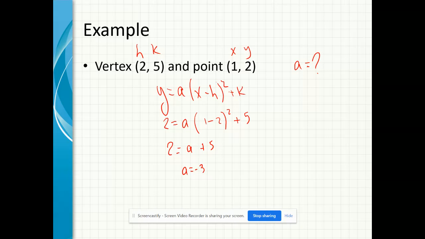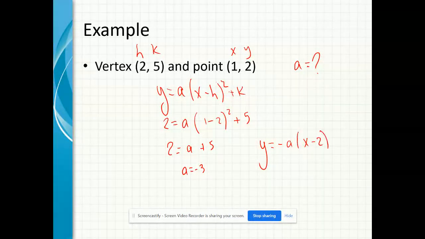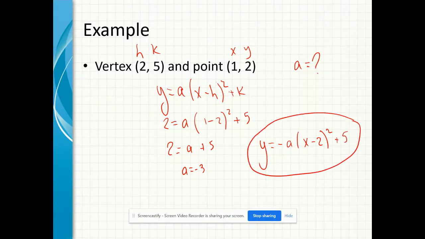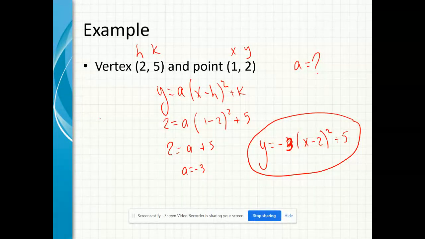All right, so once we know a, they said just to plug in. There's your y equals, my a is negative 3, my (x minus 2) squared plus 5. That is my equation. Sorry, that should be a 3. Hopefully I said the 3. We figured out what that was.